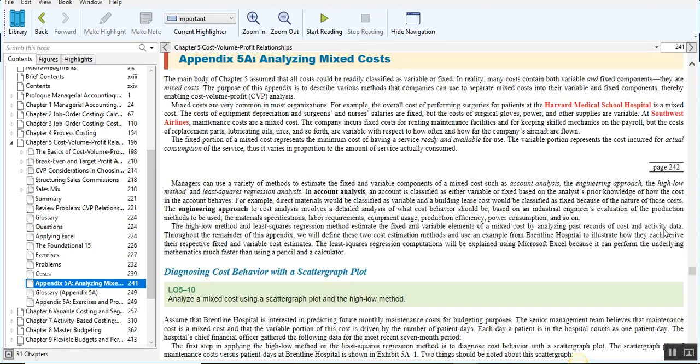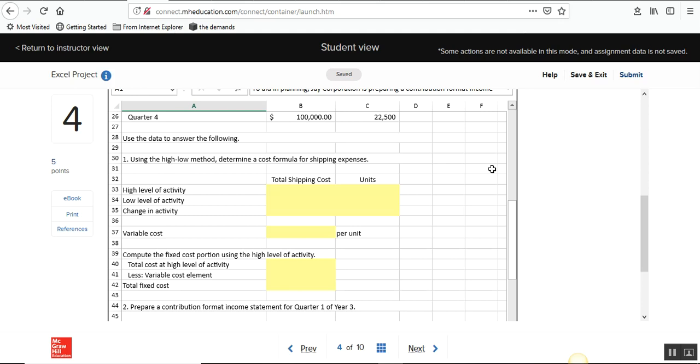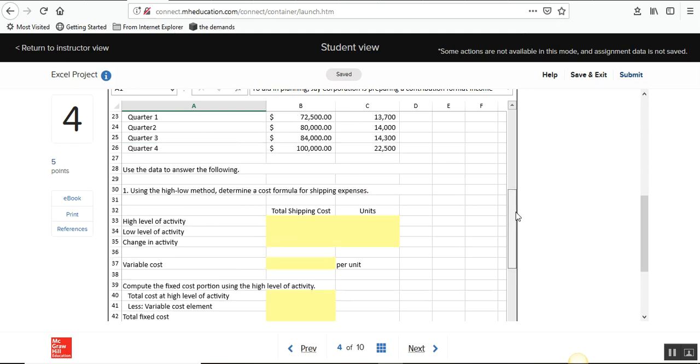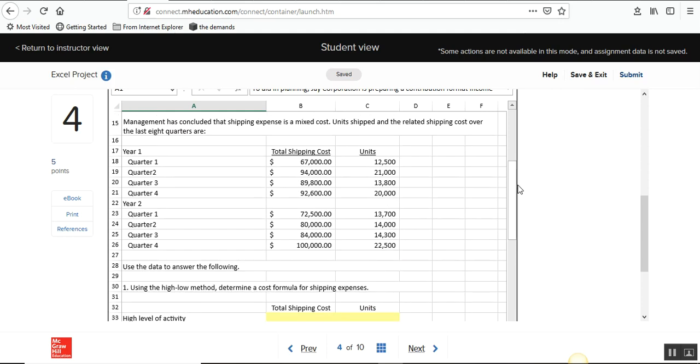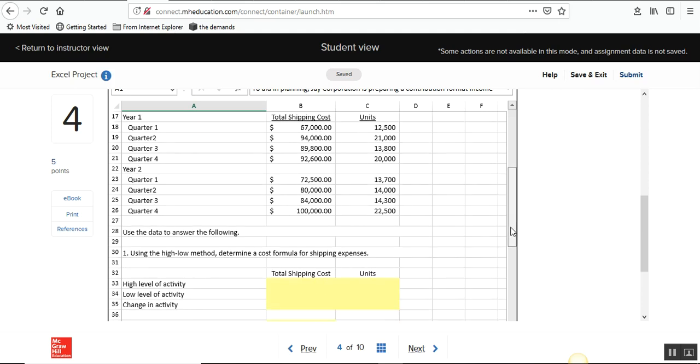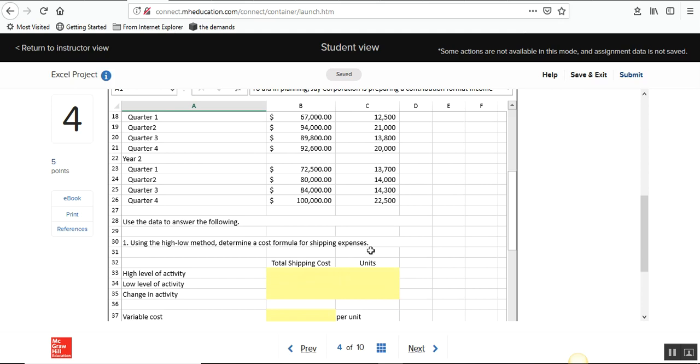So when we look back at the worksheet that we're doing, when they're asking for the high level of activity, they want you to go back here and identify what the highest level of activity was. So you're going to look through this and find, okay, what was the highest level of activity, and you're going to put the shipping costs in for that high level of activity. Then you're going to find the low level of activity and put that in. What's the lowest level of activity that they had here?